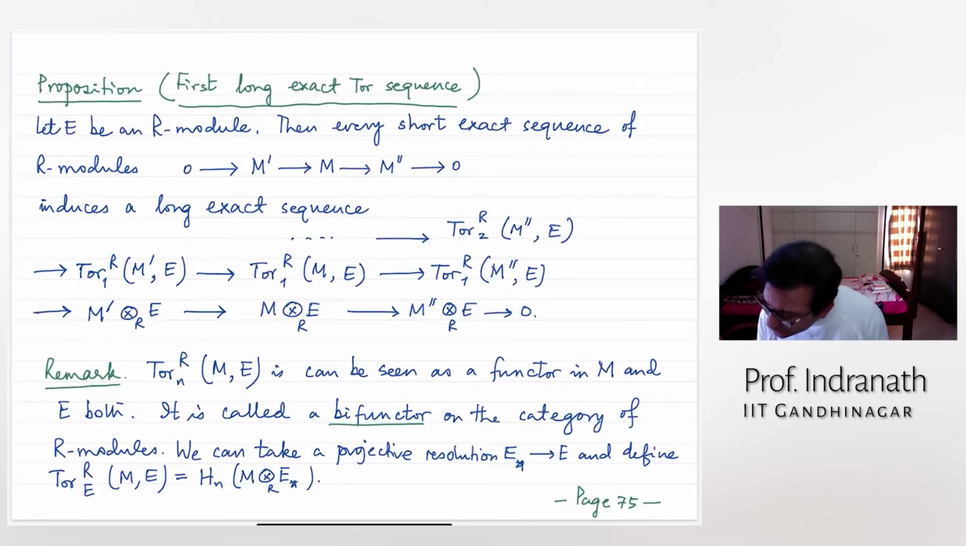Now here there is a very important comment, that it can be seen as a functor in M and E both, and it is a bifunctor in the category of R modules. So again a checking is required: if you start with a projective resolution of M and then take this Tor as a homology module, instead if you start with a projective resolution of E and then take the nth homology, the nth Tor, then obviously you'd like to know whether they are the same. So again, this also requires a proof.